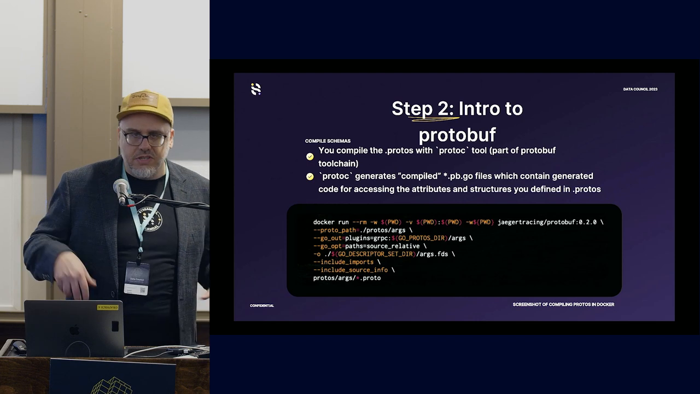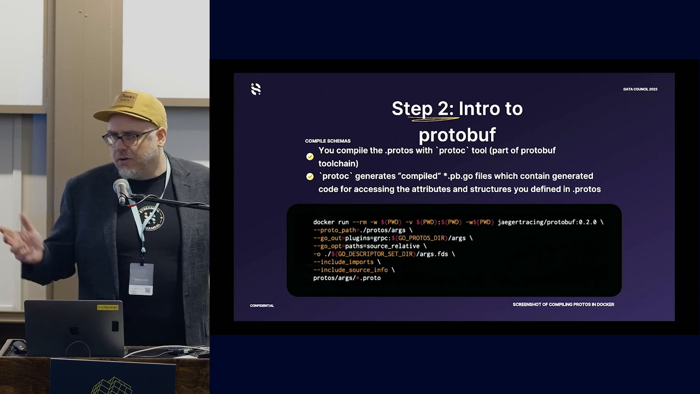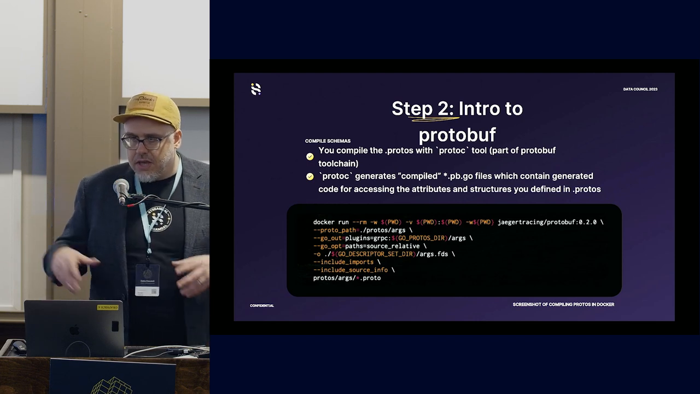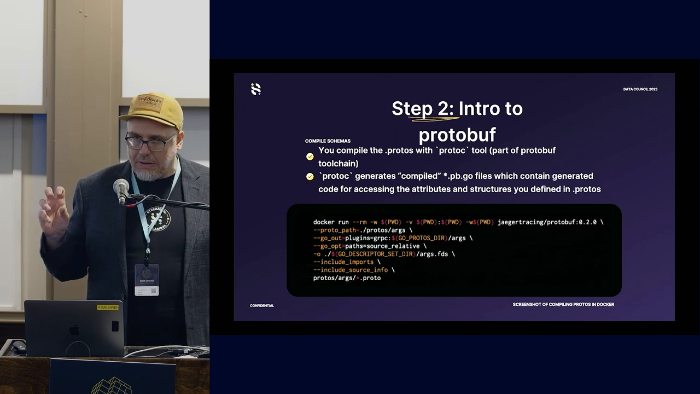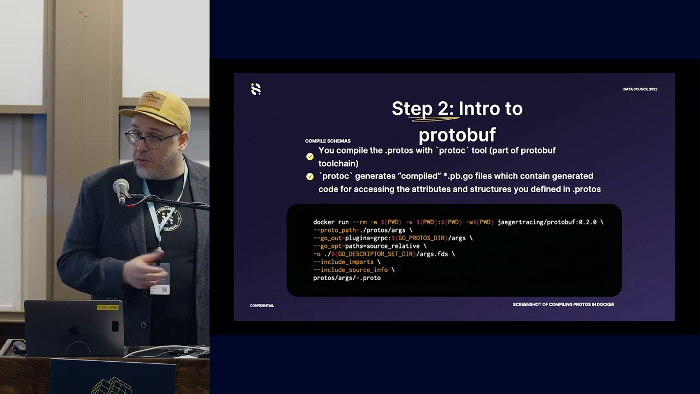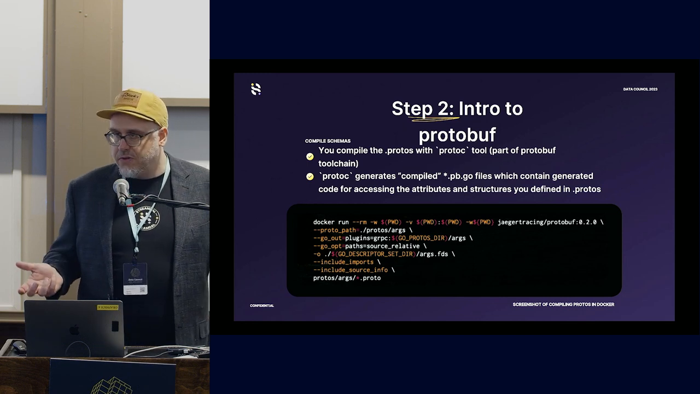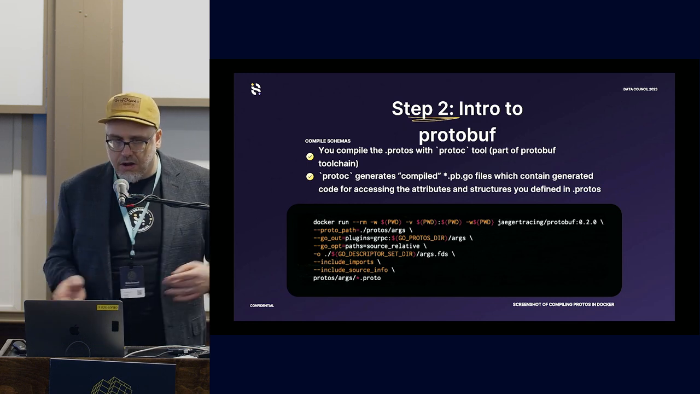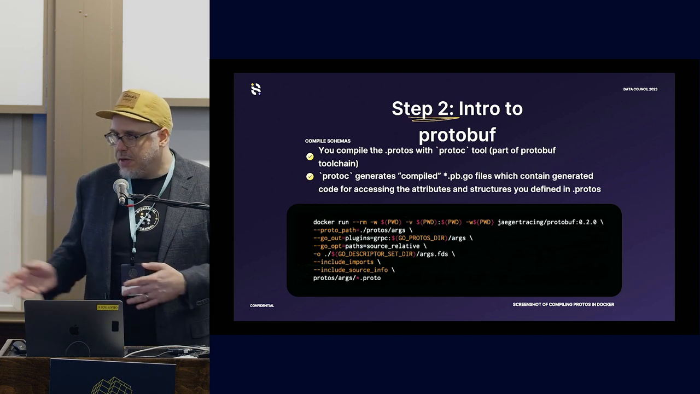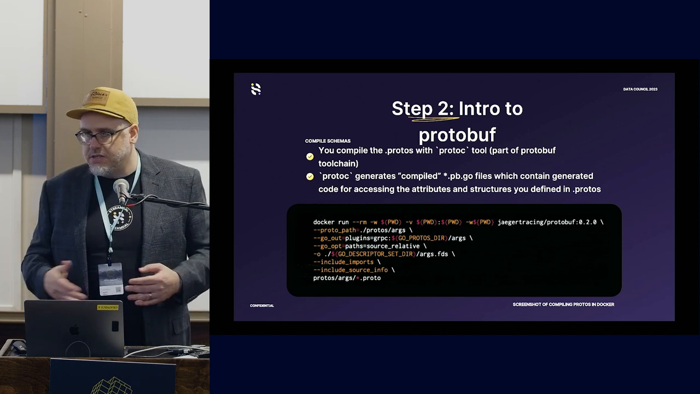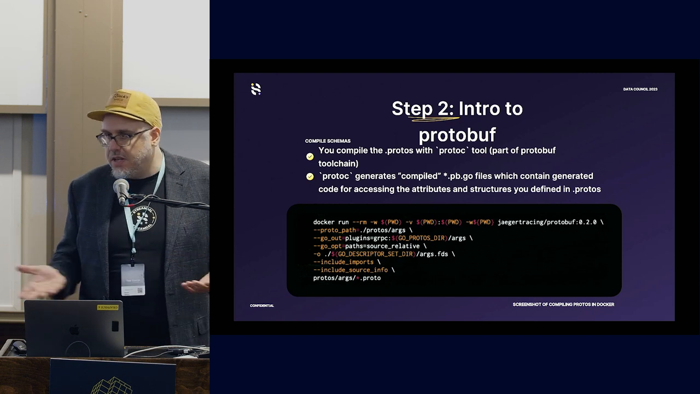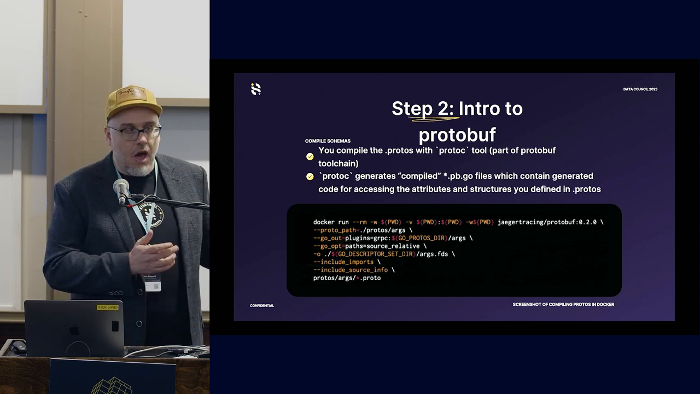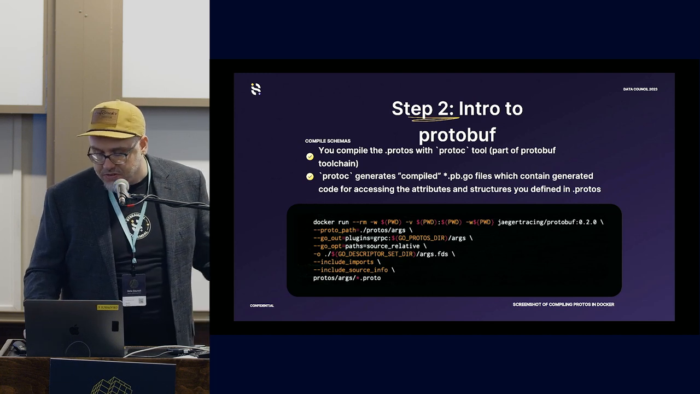So whether it's Java or TypeScript or Golang or whatever, you would just run this tool called Proto-C that is going to compile the protos, which basically contain all your definitions. The artifact it creates is a bunch of pb.go or .java files, which will contain the data structures that are representative of your protobuf schemas.